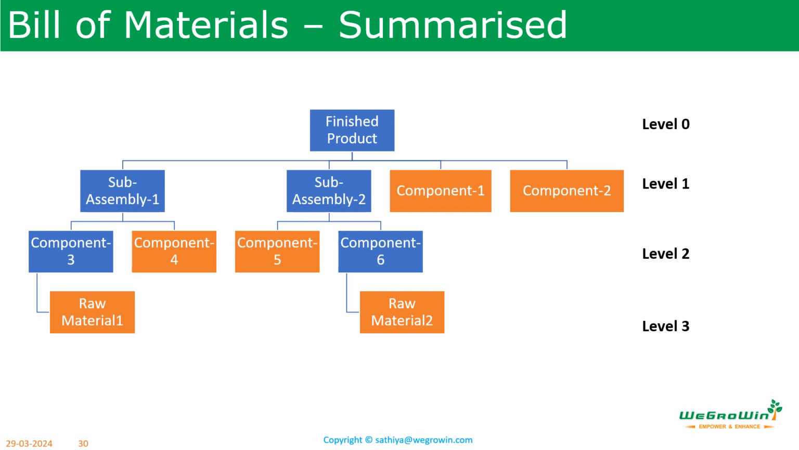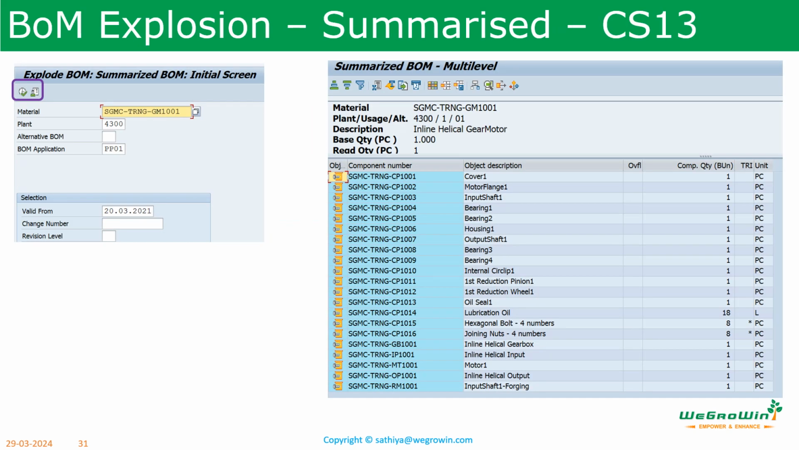For those purposes, the summarized BOM will be helpful. How to see the summarized BOM? In SAP, by using transaction CS13, this will be shown. For example, enter the material, plant, and BOM application. Now we see all the components until the end of this product.